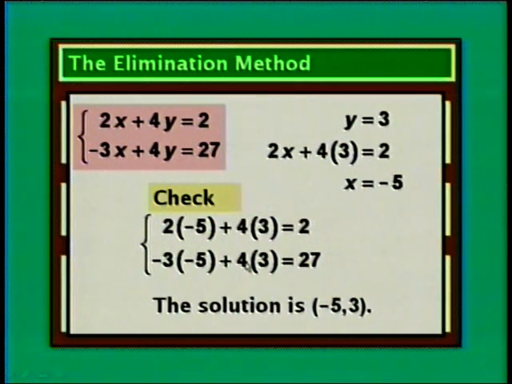Then I check. 2 times negative 5 plus 4 times 3, that's negative 10 plus 12, which is 2. Negative 3 times negative 5 plus 4 times 3, that's 15 plus 12, which is 27. My solution checks. The solution is the ordered pair negative 5, 3.